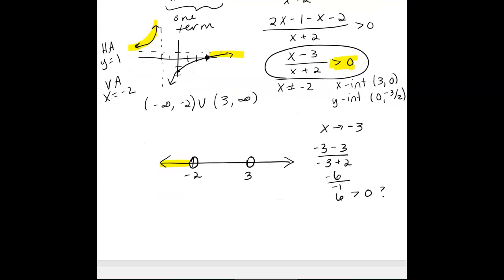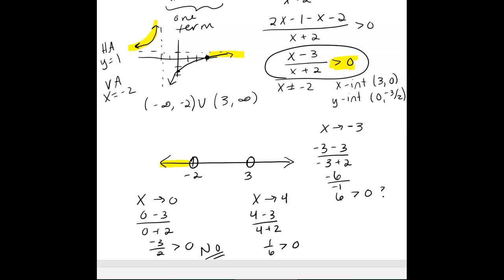So I could check this interval in the middle. So that would be maybe an x value of 0. Plug in your 0. And is that greater than 0? Is -3/2 greater than 0? No, it's not. So we are not going to use this section. All right. And then we'll check this interval on the right side. We'll use a value of 4. Plug that in. And you're getting 1/6. And is 1/6 greater than 0? Yes, it is. Okay, so we're going to highlight that section since it worked.